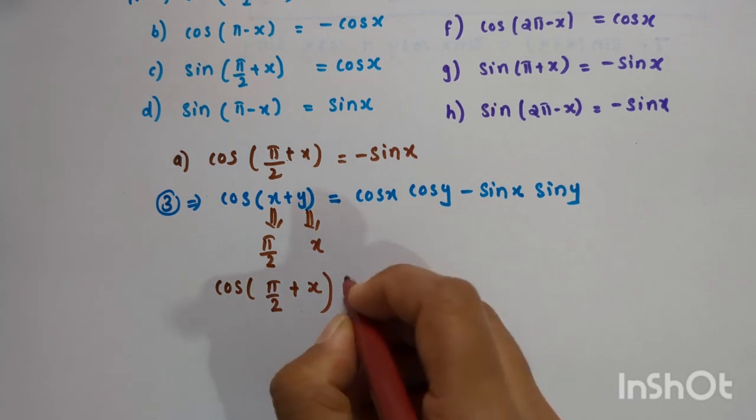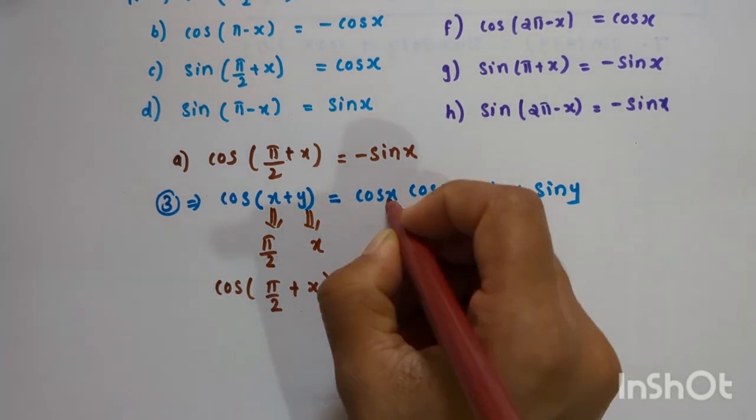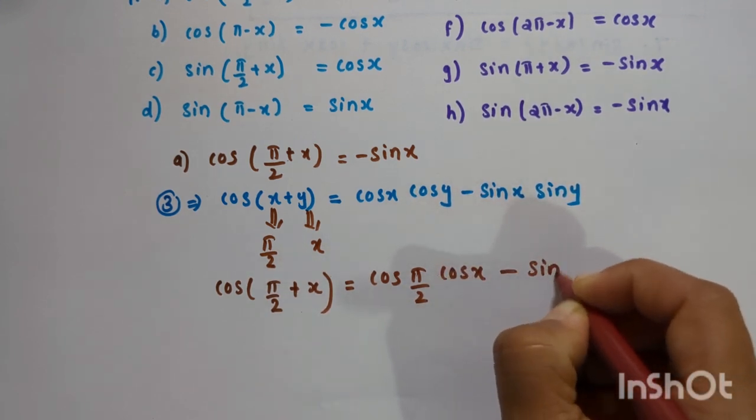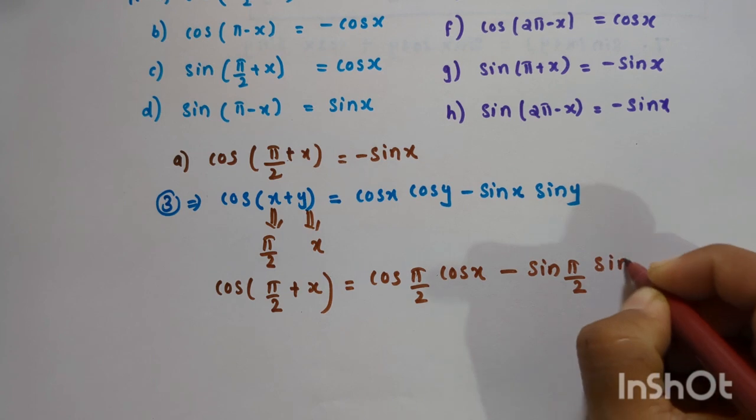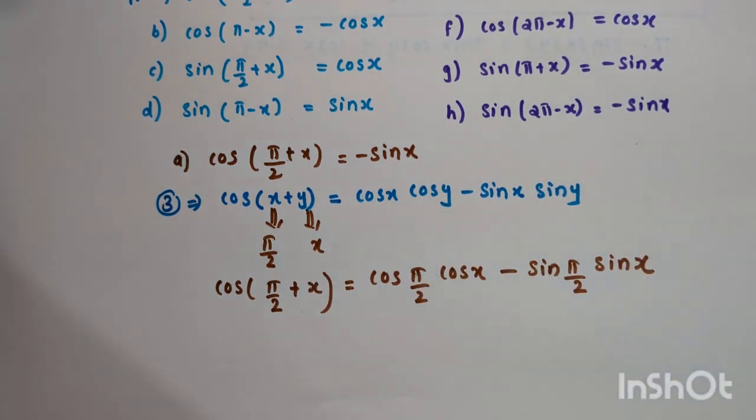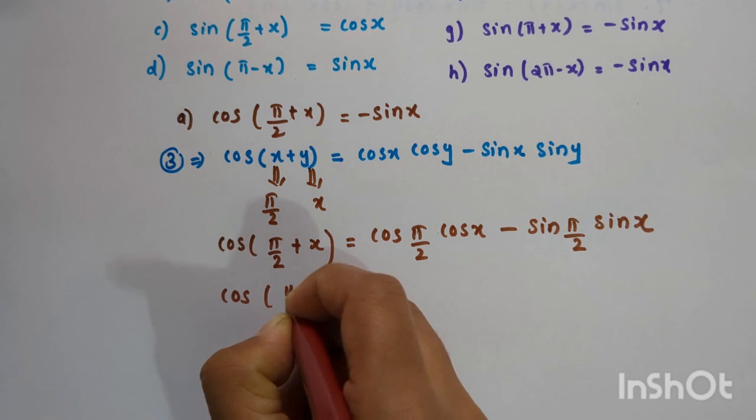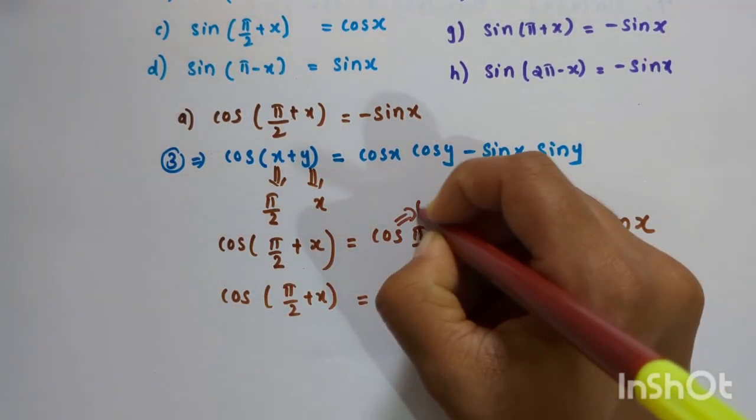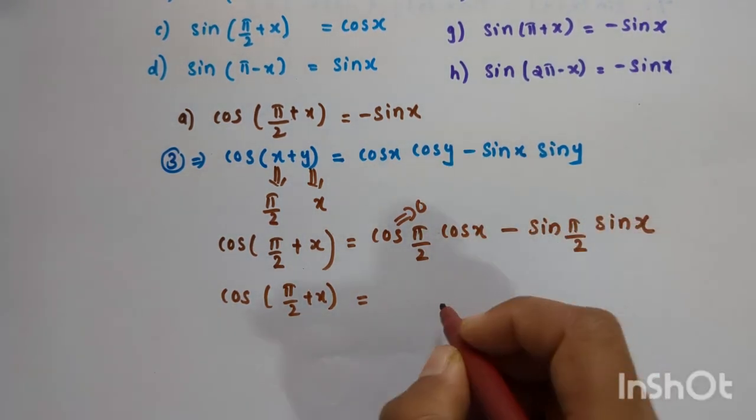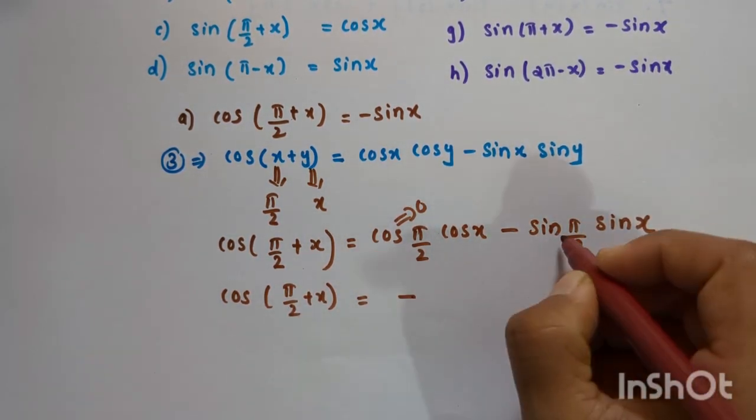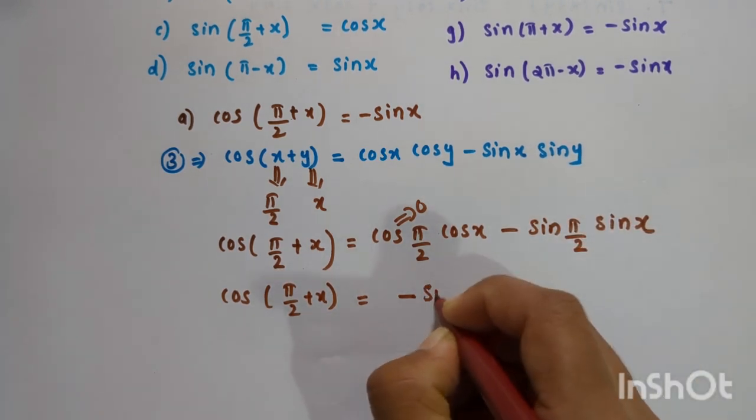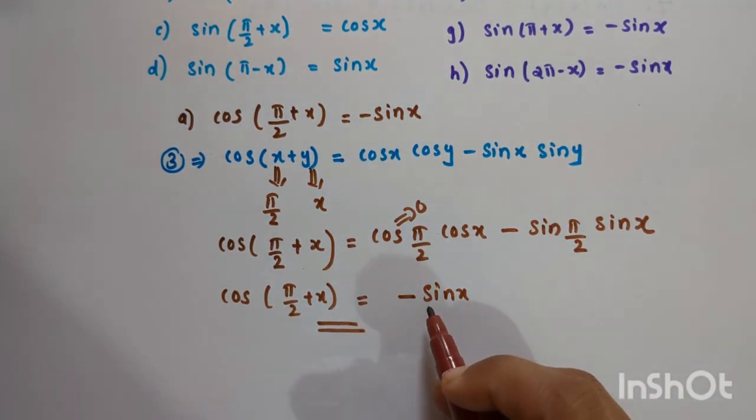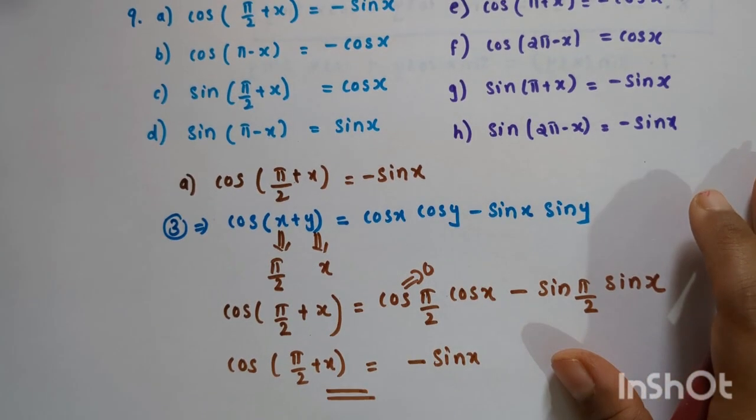So cos of pi by 2 plus x is equal to cos x, that is cos pi by 2, into cos y, that is cos x, minus sin x, x is pi by 2, into sin y. So y is x, sin x. So this can be written as cos of pi by 2 plus x is equal to cos pi by 2, which is 0. 0 into cos x will be 0. So 0 minus sin pi by 2, which is 1. 1 into sin x is sin x. Okay, so you see cos of pi by 2 plus x is equal to minus sin x. We have proved that. Now let us see the proof of the second one.